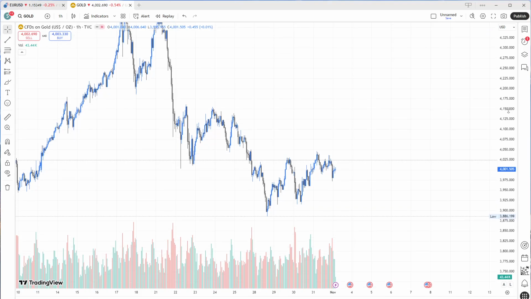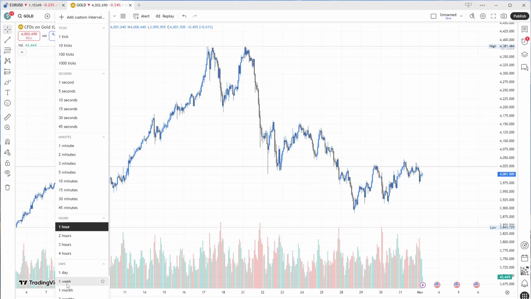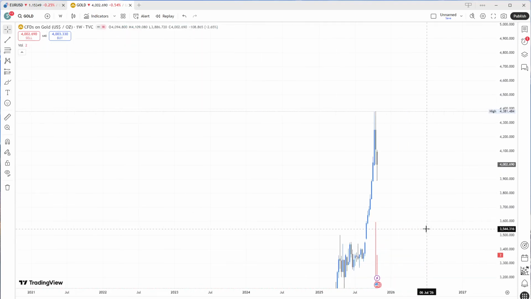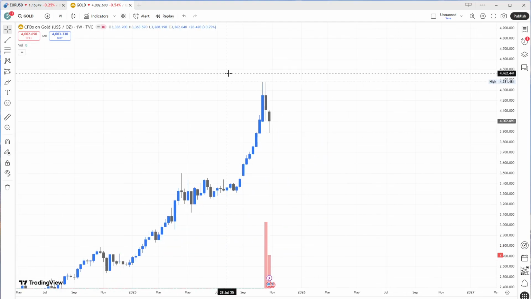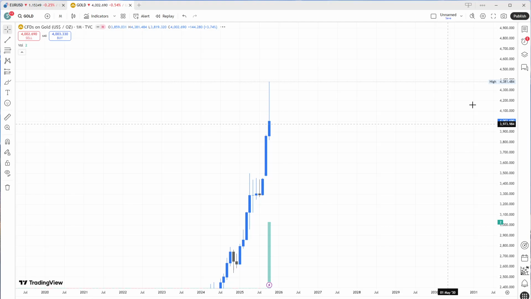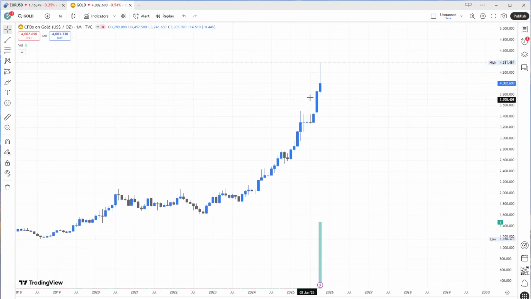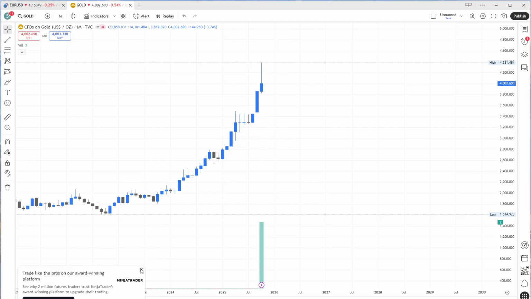Today we're going to be looking at gold. So let's back up for this week. Gold printed the second bearish candle. And then we also have, let's go to the monthly chart. We also have this gravestone doji, which means a reversal, right?